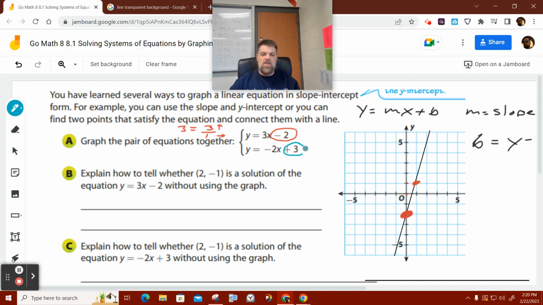So my y-intercept is 3, so right here at +3, I put a point. Now my slope is -2, which is the same as -2 over 1. That means I'm going to go down 2 spaces and then over 1. So from here, I'm going to go down 1, 2, and I'm going to connect the dots here. Okay?